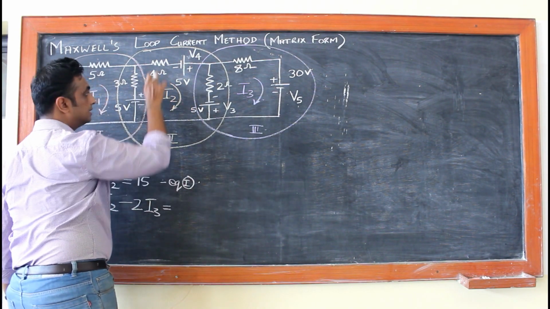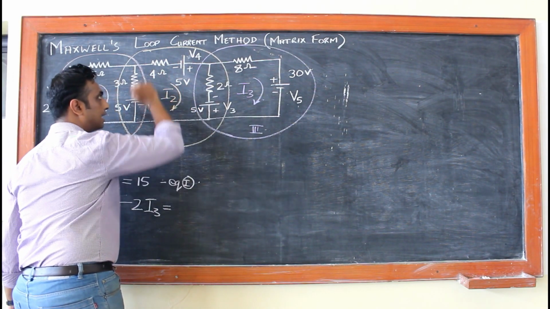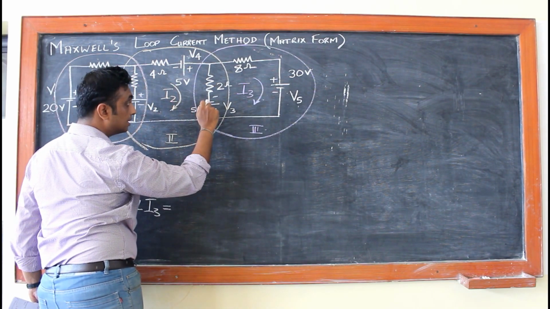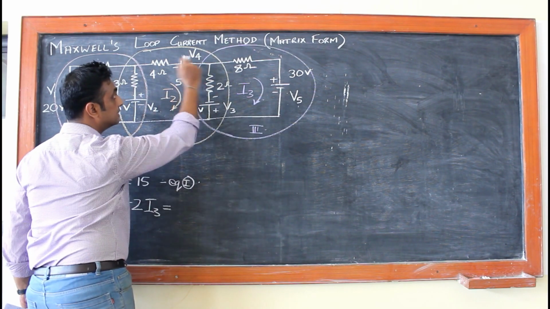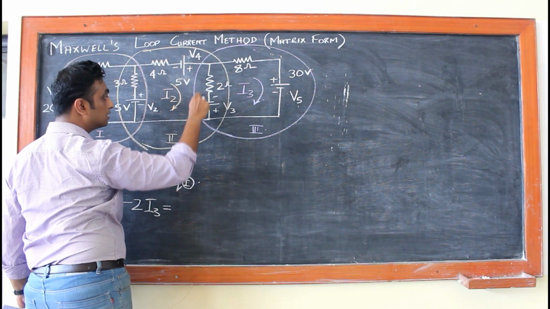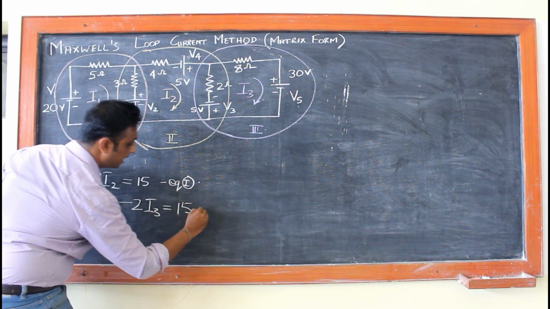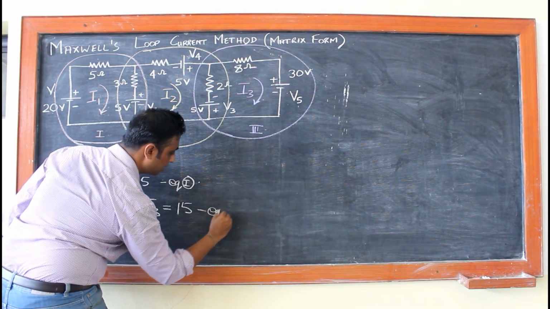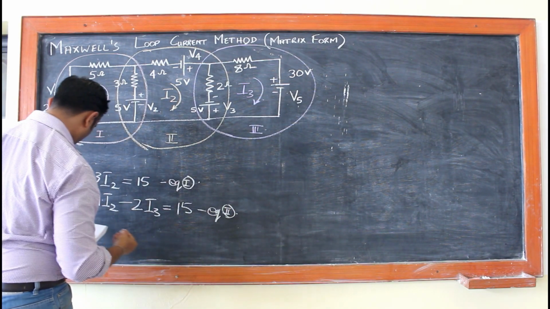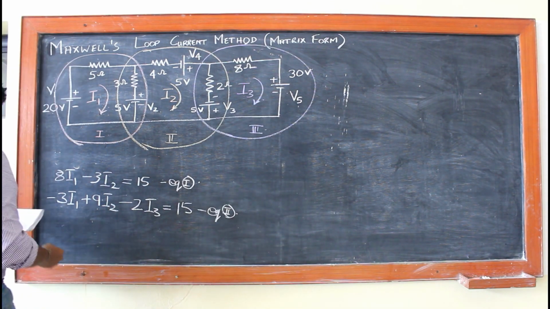Positive to negative, same direction as that of I2, so it is positive. What about this? Again, positive to negative, same direction, clockwise, so it is positive. And this one, positive to negative, again same direction, so clockwise. So 5 volts plus 5 volts plus 5 volts will give us 15 volts. So this is my equation 2. This was done last time as well. If you have any doubts, you can always refer to video 1 and check the detailed study.